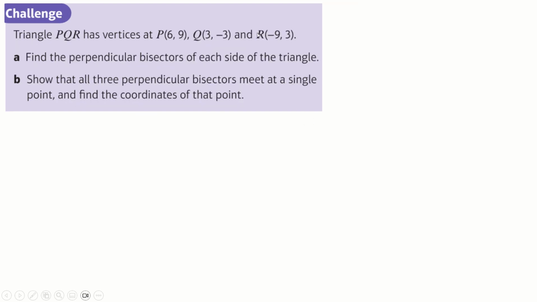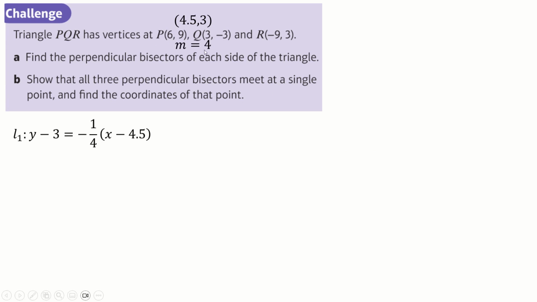We've got a triangle with these vertices this time. Find the perpendicular bisectors of each side of the triangle. We need the midpoint of these two coordinates. If we start with the perpendicular bisector of the side that goes from P to Q, the midpoint is this, and then the gradient from P to Q is minus 3 minus 9 over 3 minus 6, and then you do the negative reciprocal of that. So the gradient of this is 4, is it?